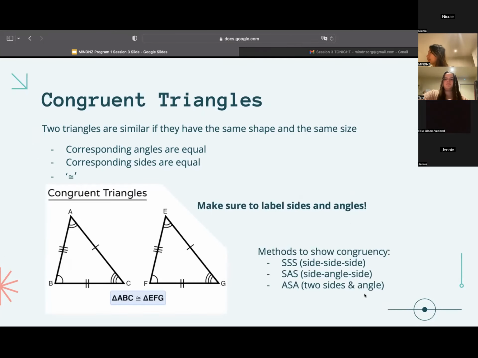Super cute. Okay. Congruent triangles is a bit of a stronger condition. All congruent triangles are similar, but not all similar triangles are congruent, because for congruent triangles, you need the corresponding angles to be equal, but also the corresponding sides. And the symbol we use, does anyone recognize it? The one in the third bullet point. Can someone tell me where they know it from?